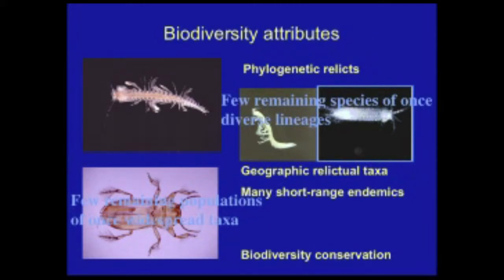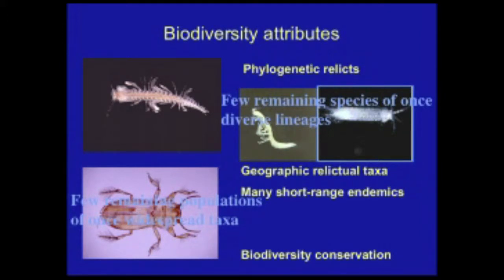One is you tend to, in the subterranean life, have a lot of what we call phylogenetic relics. This is where you've got few remaining species of once diverse lineages. So groups that in the past were very widespread are now restricted to the subterranean world in a few parts of the world. We'll have some examples of these later on.